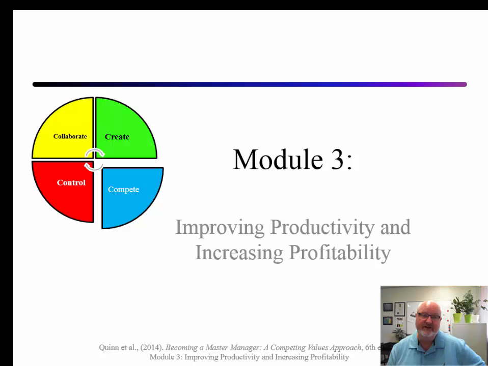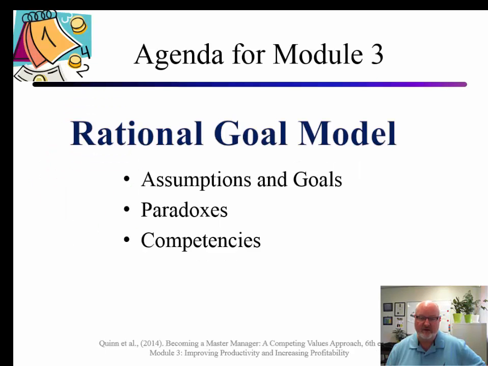So this week we turn to Module 3, Improving Productivity and Increasing Profitability. And we're going to be looking at one of the elements of the research book, which is the rational goal model. So let's turn to that now. And we can see here Module 3, it's the blue area of the quadrant, of the circle, the quadrant that we're talking about today.